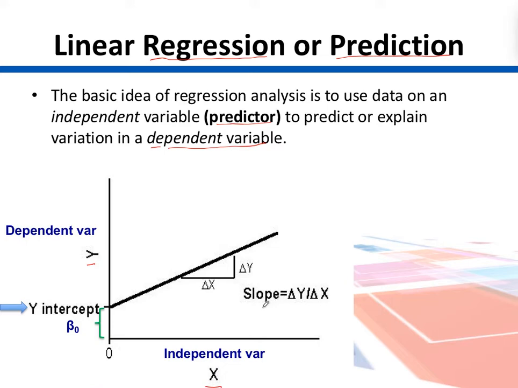And we calculate another thing, which we call the slope. That is the change in y divided by the change in x. So that is the steepness of this line, represented by beta 1. This beta 1, or slope, also tells us the change in y when x changes by 1 unit.